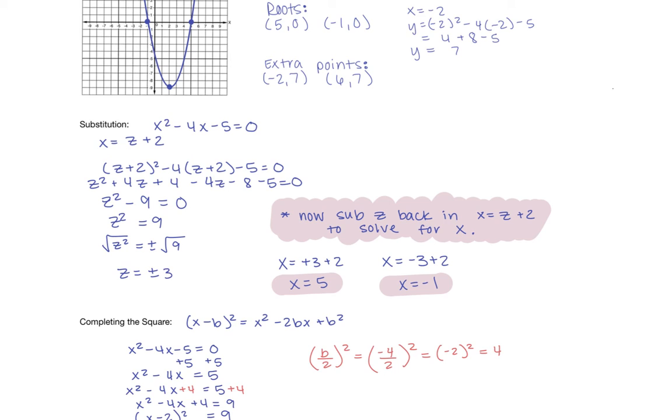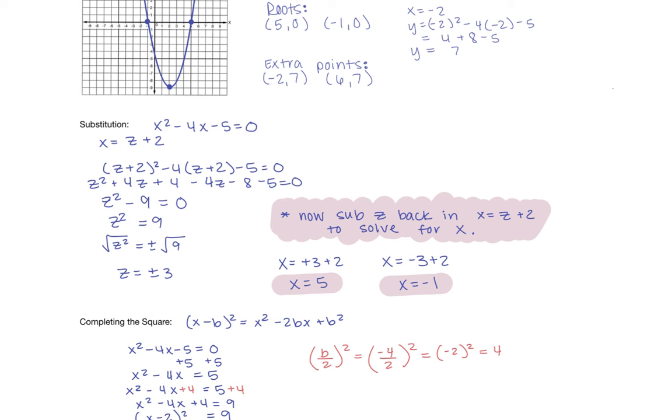Then you're going to go ahead and take the square root on both sides. The square root and square on the left-hand side will cancel out. So then you're left with just z. So you get z equals plus or minus 3.